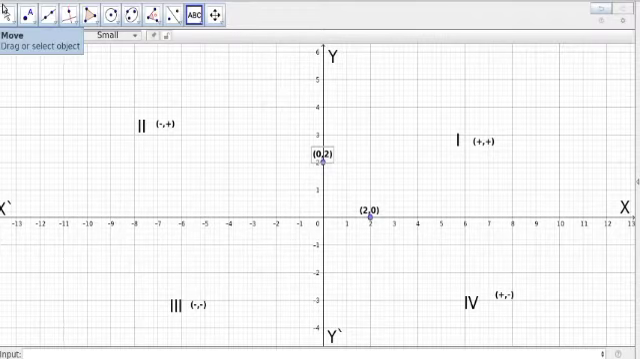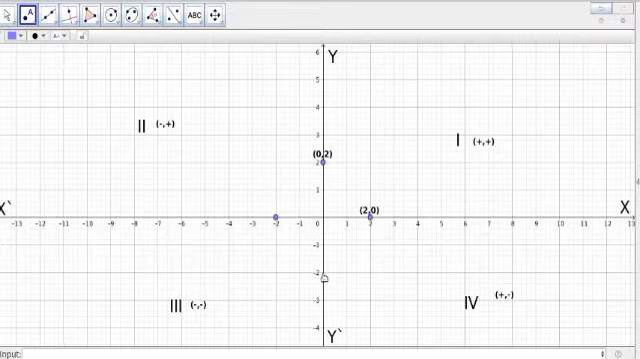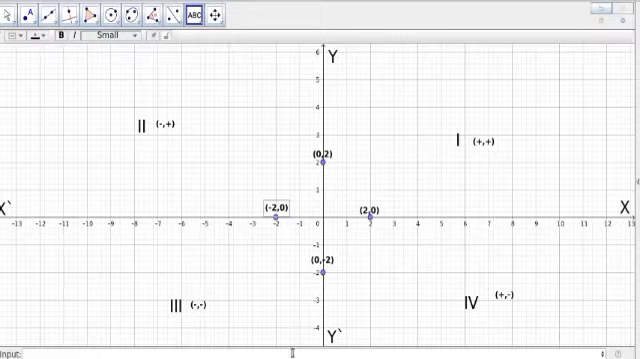Then if the point is here, what about the coordinates? And if the point is here? The coordinates of this point are -2, 0. That is, the x coordinate is -2, but no y coordinate. And here the y coordinate is -2, but no x coordinate.